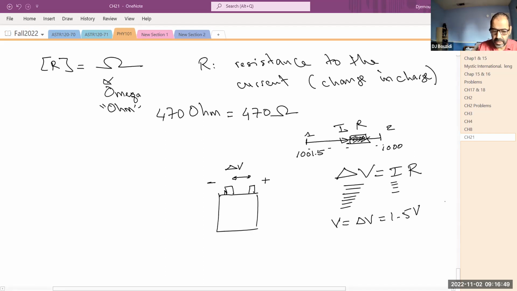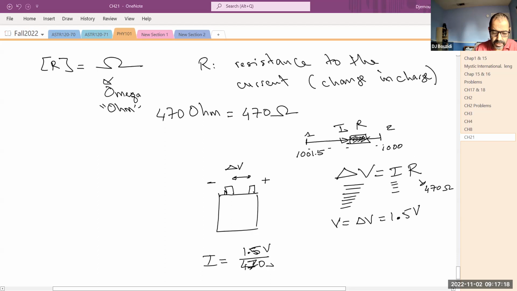If there is a difference, in this case, there is clearly a difference. They are not the same potential. And that difference is exactly 1.5 volt, like this battery. Then, if there is a resistor, let's say, for example, 470 ohms, like the ones that we were dealing with, I will have a current. And that current is going to be 1.5 divided by 470. It's going to be a small current, but nonetheless, it's going to be a current.